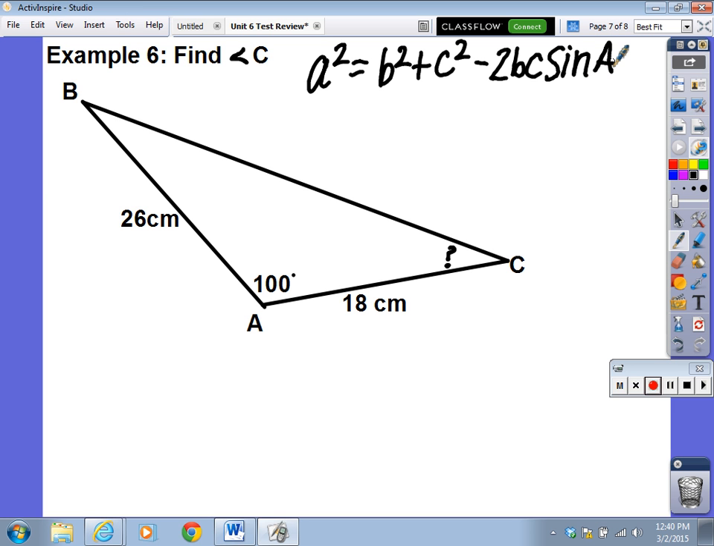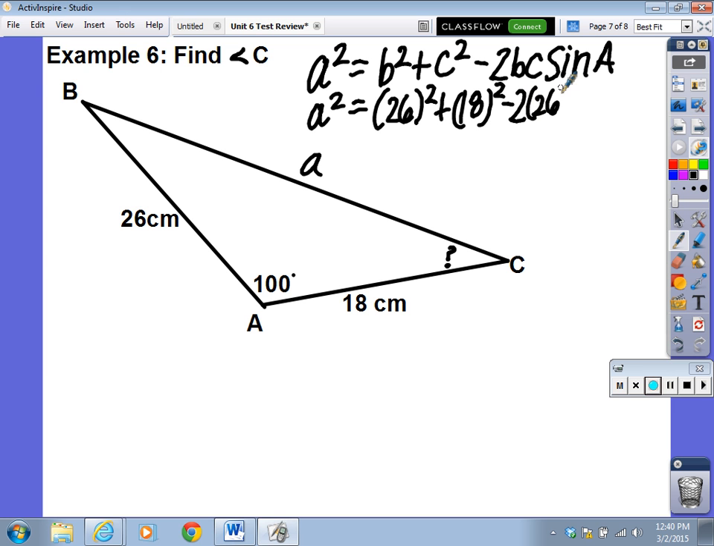Now, on the test, I would suggest just writing down one of those. You don't need to write down all of these individually, because hopefully we know how to apply it. Looking at this, we're trying to find a squared. So we're going to be doing a squared is equal to b squared plus c squared, so it doesn't matter which order. So I just did 26 squared plus 18 squared minus 2 times 26 times 18, and then the cosine of 100 degrees.